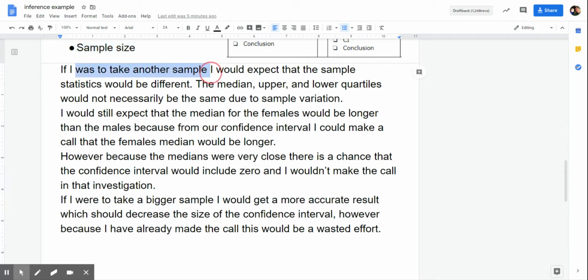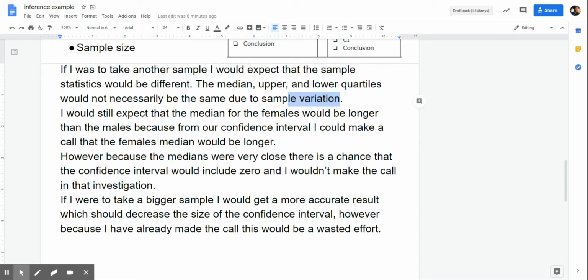So if I took another sample, I would expect the sample statistics to be different. That's pretty much what I was talking about. The upper, lower quartile would not necessarily be the same due to sample variation. A little bit of just basic what it is, achieve stuff. I would expect that the median for females would be longer than males because of that confidence interval. I could make a call that the females would be longer.